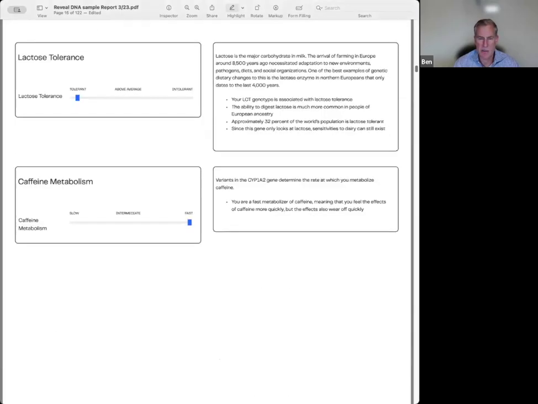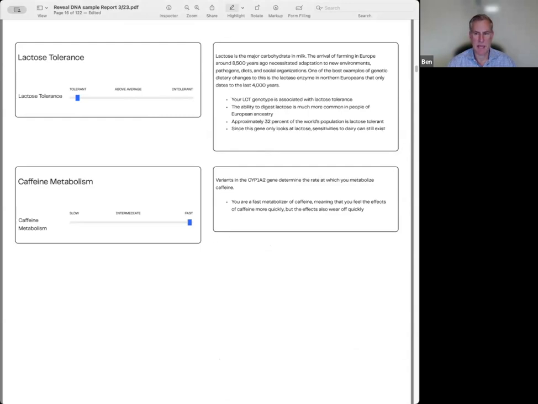And then toward the end of this section, like that bit on fiber, there's also a gene for lactose tolerance. This person is lactose tolerant, but if they were intolerant, it would come here.